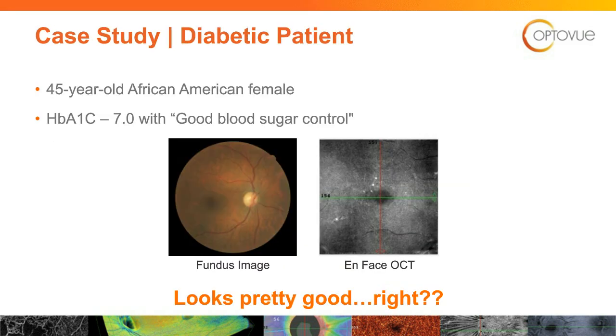A quick case. I want to thank my good friend and colleague, Julie, for providing this. This is a diabetic patient, 45-year-old female, A1C 7.0. And you take a look at the fundus, kind of a 30,000-foot view. Overall, it doesn't look bad. En-face OCT looks pretty good, correct? And then you image the OCTA.